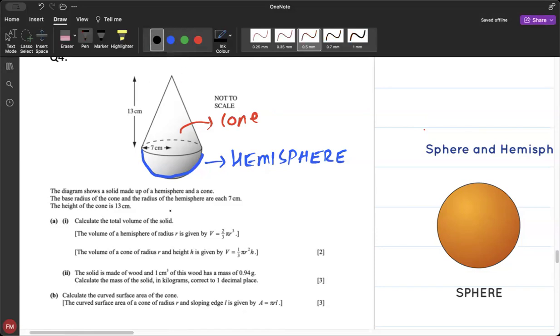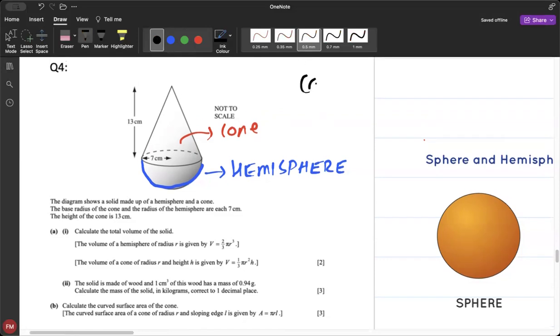So anyways, now it says the diagram shows a solid made up of a hemisphere and a cone. So these kinds of questions, we call them a compound shape. The word compound shape means it's not just one shape, it's a mixture of both. That means you'll figure out whatever they're asking us for each individual shape and then add it up.